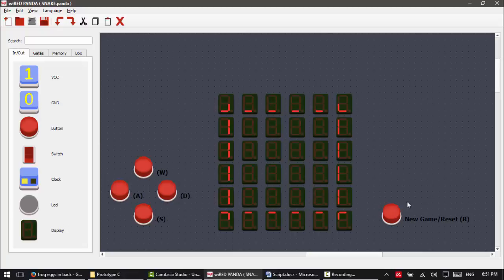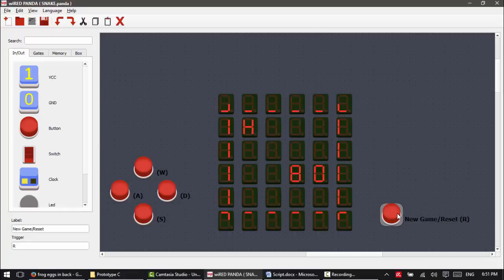To start playing, press the reset button for a while and release. The game should initialize with an X in the corner, representing the next piece of food the snake should eat, and an 8 representing the snake's head. Zeros behind the snake represent the snake's trailing body.